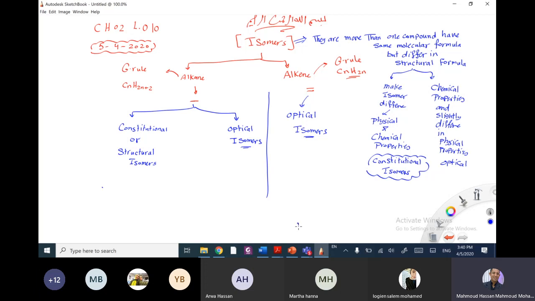This is slide number 1. Let's explain firstly the constitutional isomers and the cases for the alkane.